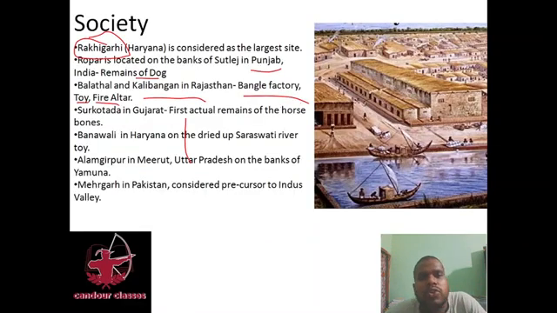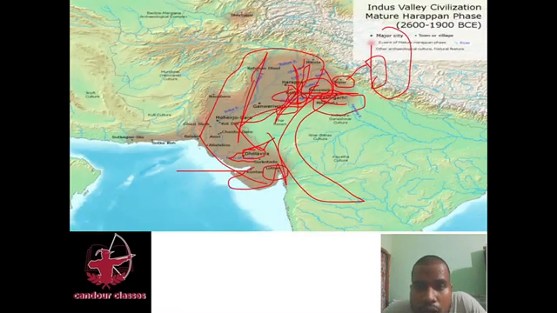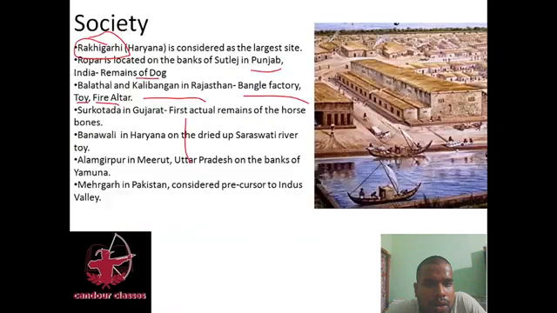Then Surkotada in Gujarat, first actual remains of horse bone. Horse bones you can find in Surkotada. Here you can find horse bones. Then Banawali in Haryana on the bank of Saraswati River, toy. Okay, toy you can find there. Then Alamgirpur in Meerut, Uttar Pradesh on the banks of Yamuna. Then Mehrgarh in Pakistan, considered as precursor to Indus Valley.